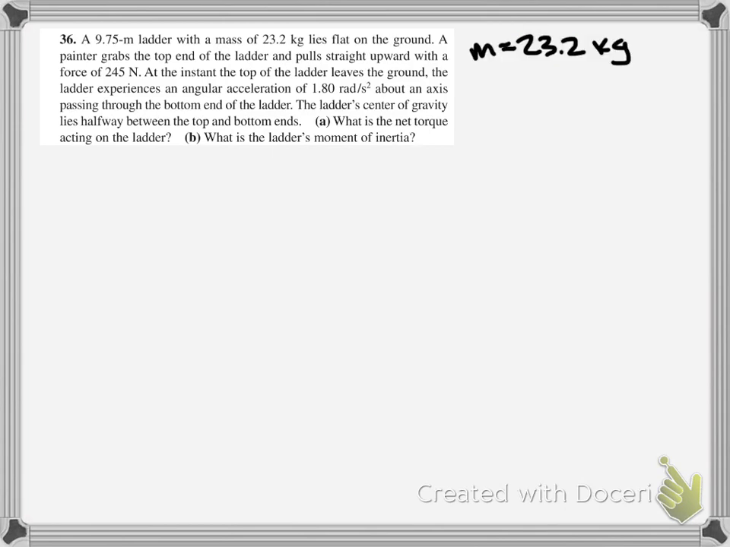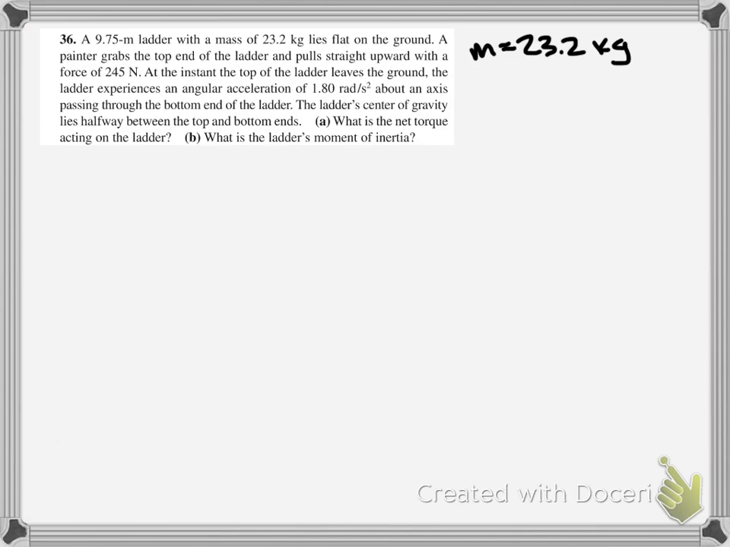Okay, so a 9.75 meter ladder with a mass of 23.2 kilograms lies flat on the ground. A painter grabs the top end of the ladder and pulls straight upward with a force of 245 newtons. At the instant the top of the ladder leaves the ground, the ladder experiences an angular acceleration of 1.8 radians per second squared. The ladder's center of gravity lies halfway between the top and the bottom ends. What is the net torque acting on the ladder, and what is the ladder's moment of inertia?